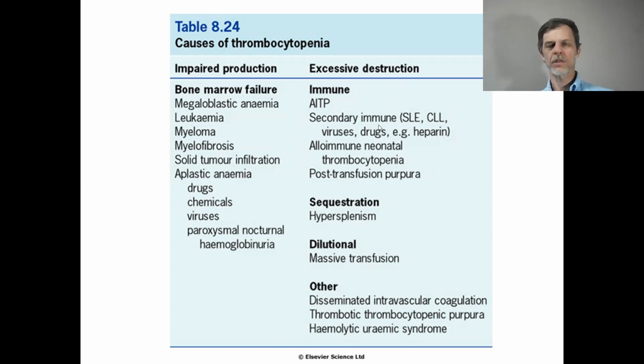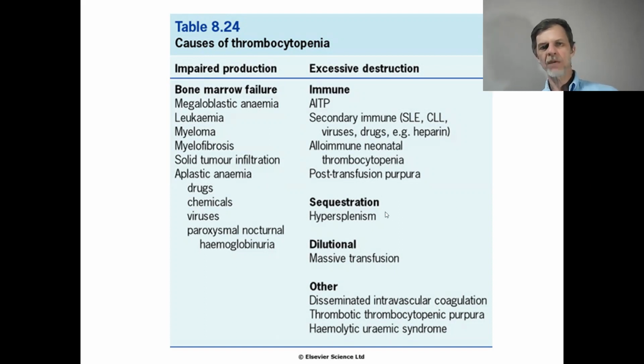Immune disorders. Again, many disorders with immune mechanisms. First disease, autoimmune thrombocytopenia, a very common condition. No, not very common, but a rather common condition. Autoimmune thrombocytopenia, AITP.